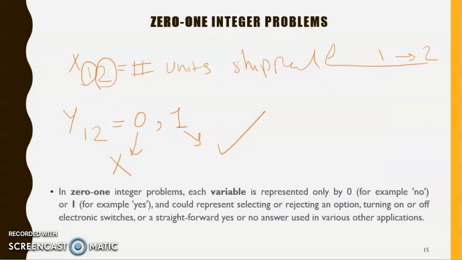As you can see here, let's read it together. In a 0, 1 integer problem, that is the problem that we just discussed, the decision variables can only take 2 values, 0 or 1. In 0, 1 integer problems, each variable is represented only by 0, for example no, or 1, for example yes, and could represent selecting or rejecting an option, turning electronic switches on or off, or a straightforward yes or no answer used in various other applications. So it is just mentioning we have 2 states.